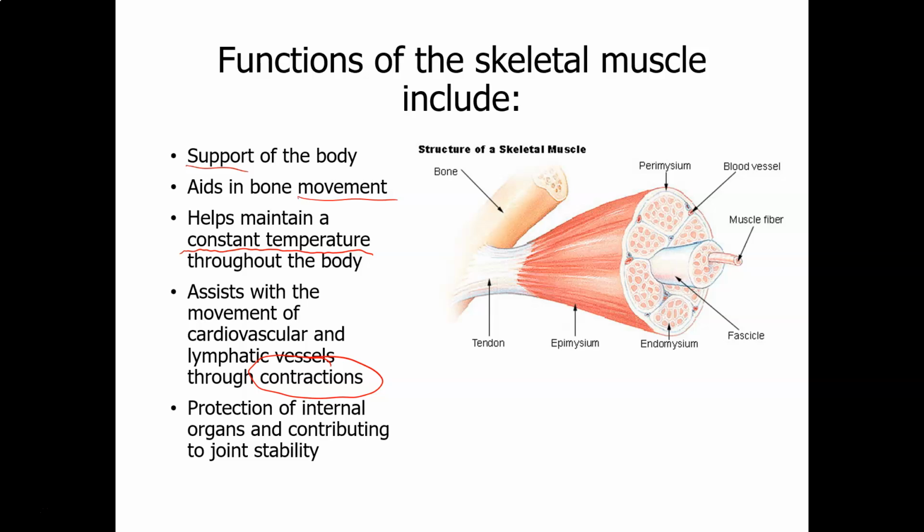And another thing that skeletal muscle does is protect internal organs and contribute to joint stability. One example would be the rectus abdominis muscles of your abdomen. Rectus abdominis. These are the muscles that are referred to as the six-pack muscles. But those muscles are going to protect your intestines.